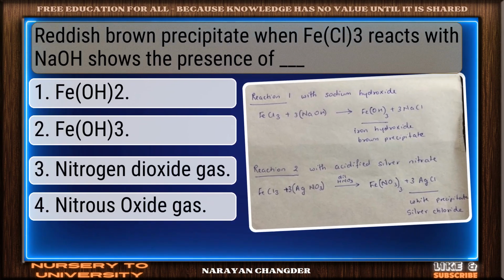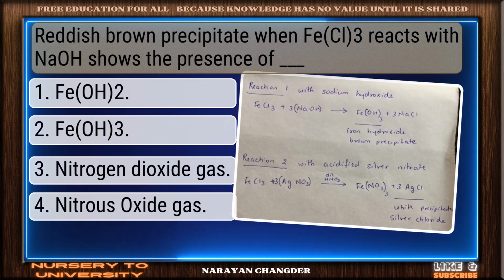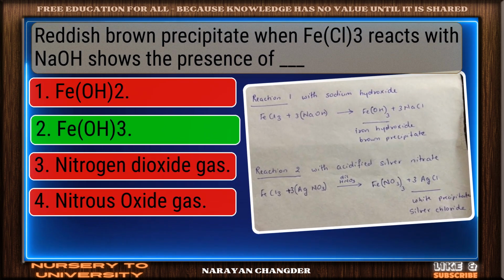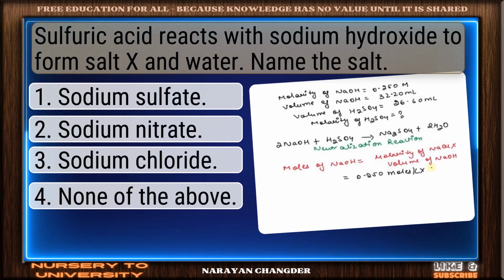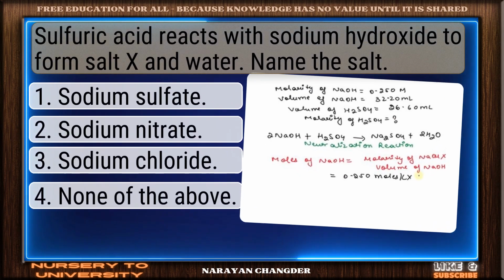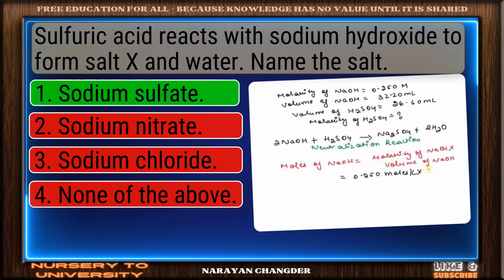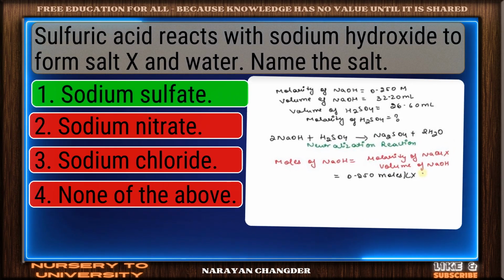Reddish-brown precipitate when FeCl3 reacts with NaOH shows the presence of dash. Good job. Fe(OH)3 works. Sulfuric acid reacts with sodium hydroxide to form salt X in water. Name the salt. Great thinking. Sodium sulfate is right.